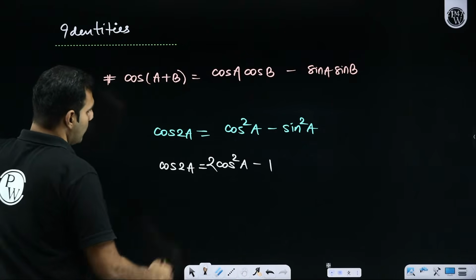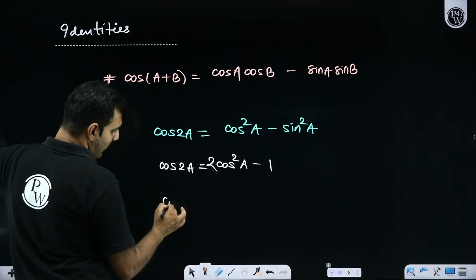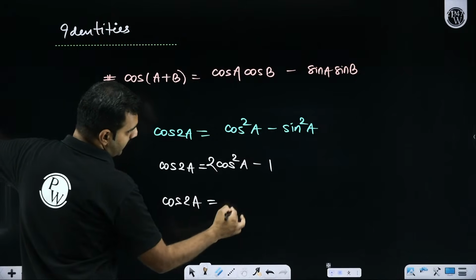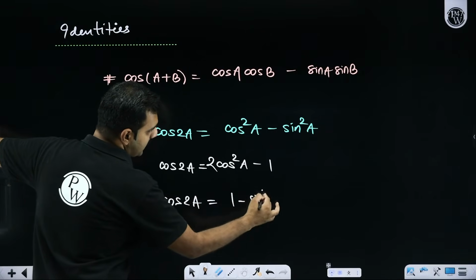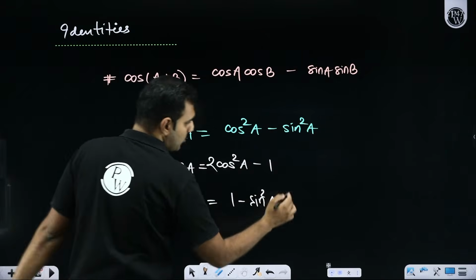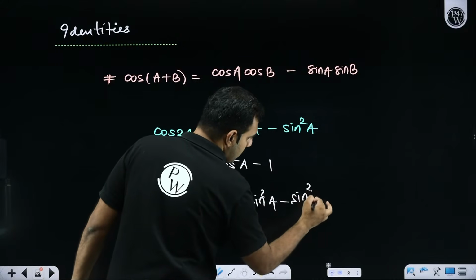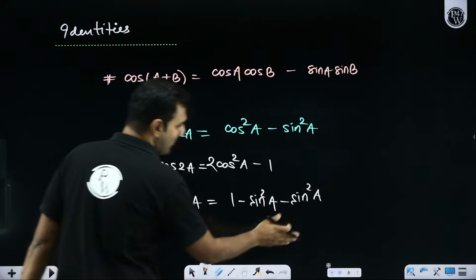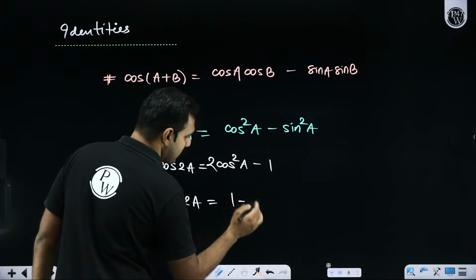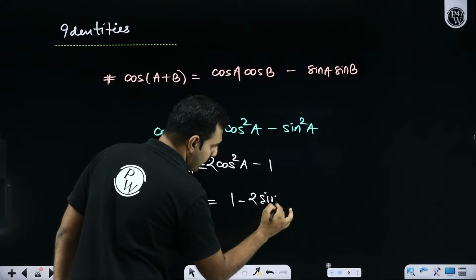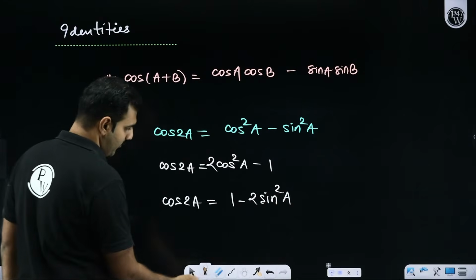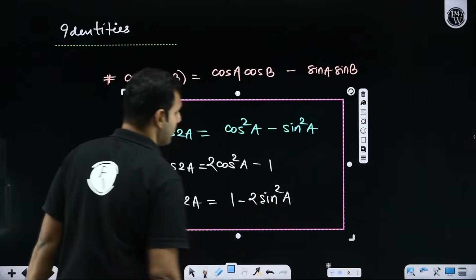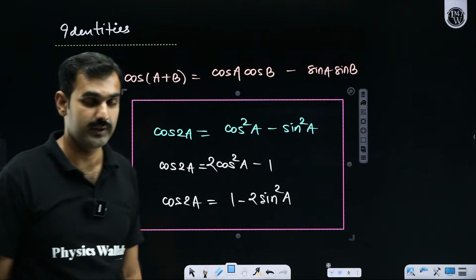Sir, what if I don't want to convert it into cos? What if I want to keep it in sin? Yes, you have the total liberty. Cos square A, I can write as 1 minus sin square A. Sin square A is already there, so sin square A will make it 2 sin square A. So I'll get one more: that is 1 minus 2 sin square A. Yes or no? Everybody understood all of these 3 versions, but they are not merely 3. There are more based on it.